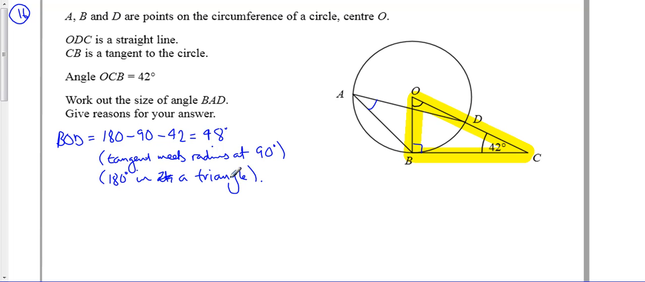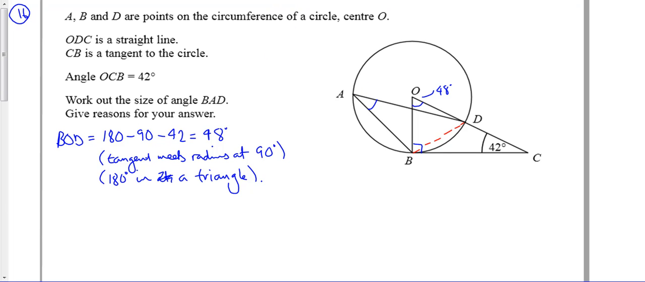Okay, so we know that, let's get rid of that, we know that this angle up here is 48 degrees. We also know that, let's put it in red now. If I put a line across here, we can see that that base is the same, that BOD comes off that base here and BAD comes off that base, but this one's at the center and this one's at the circumference.